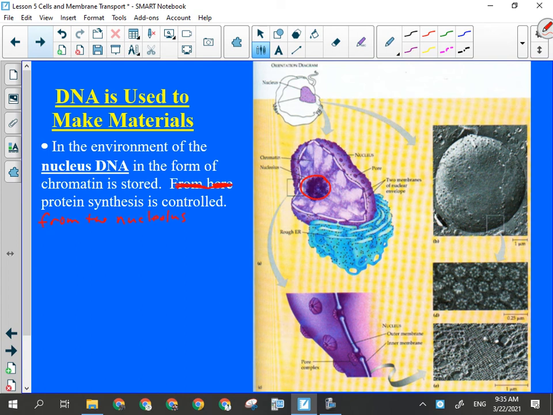Okay, so the nucleus is usually the largest organelle in the cell. It's usually the thing you can see first. Okay. Kind of a big circle generally in the middle.